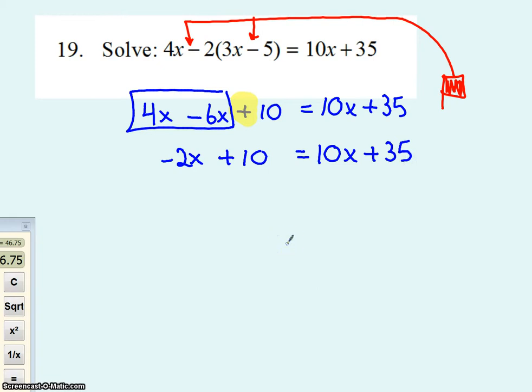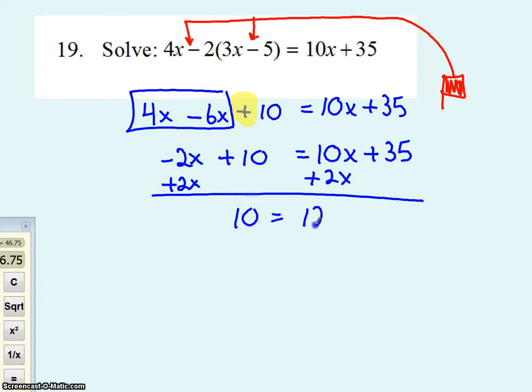Now my goal is to get all the x's on one side and the non-x's on the other. And I really don't care which side I try to take all the x's or non-x's to. I'm going to take all the x's to the right side because that's going to keep it positive. If I add 2x to both sides, that'll keep my number of x's positive. How did I decide to add 2x? It was a negative 2x there, so to get rid of a negative 2x, I'll add 2x to it. Okay? So this is going to be gone when I add. I'll still have a 10. I'll have a 12x plus 35.